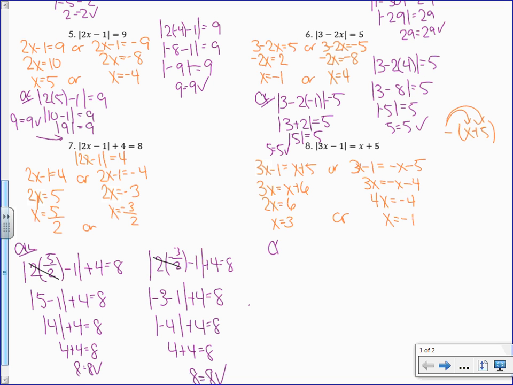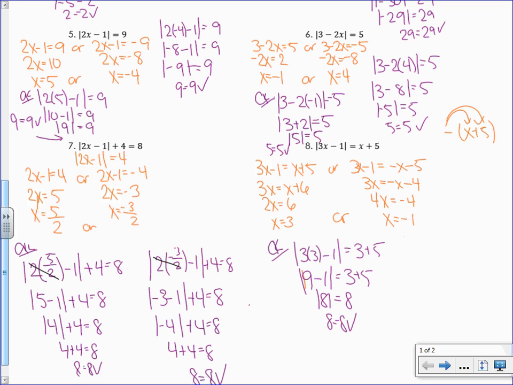Now I have to check in the original. So this is the absolute value of 3 times 3 minus 1 is equal to 3 plus 5. So this is 9 minus 1 is equal to 3 plus 5. So that's the absolute value of 8, which is equal to 8, and 8 is equal to 8. That checks.